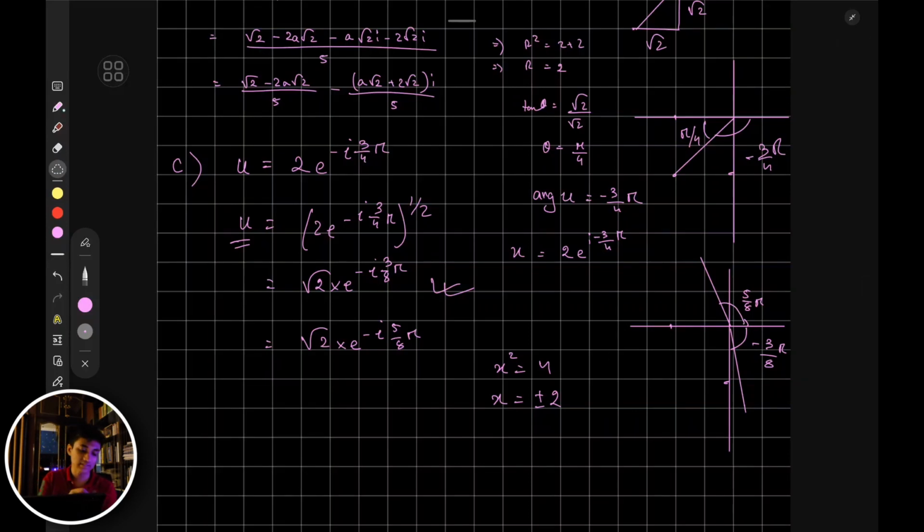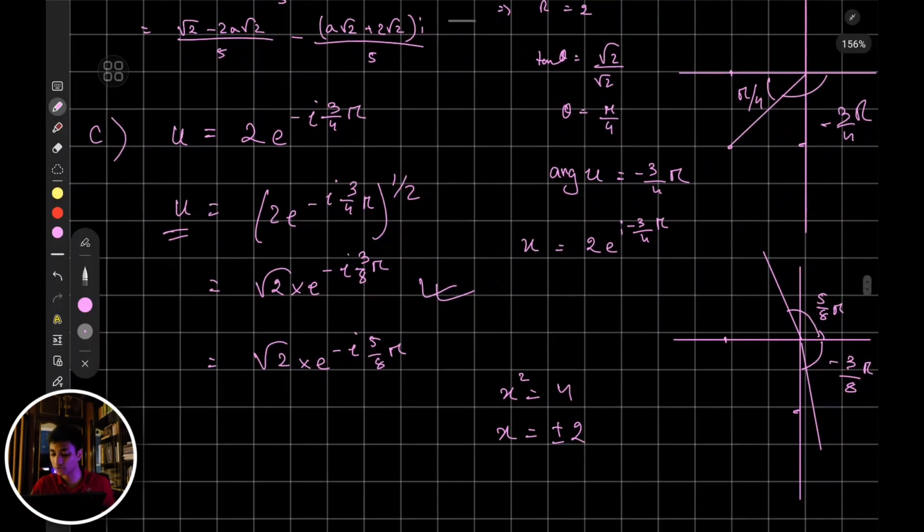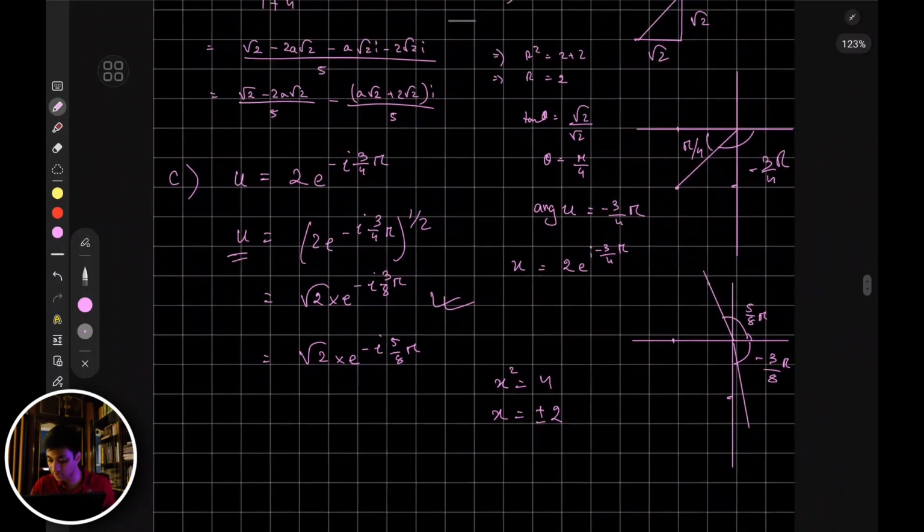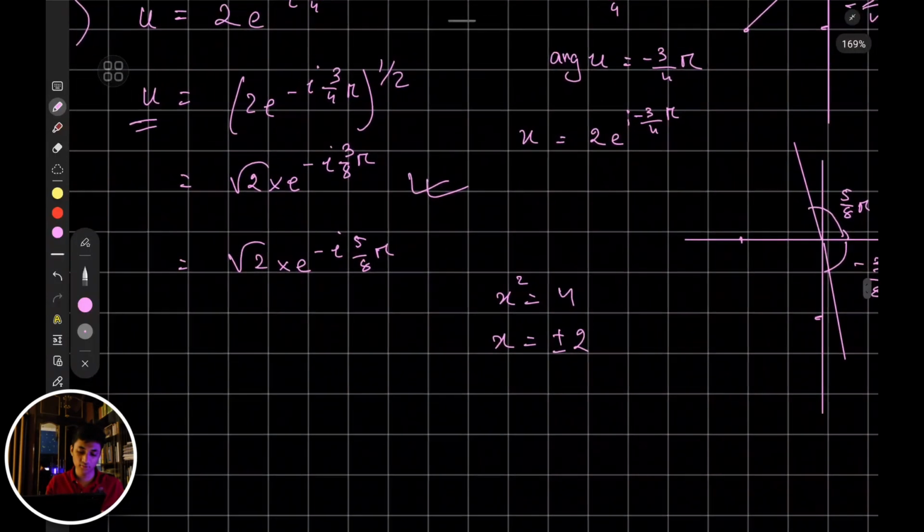So what you're saying is, if one argument is minus 3/8 of a pi, the other is going to be on the opposite end, which is going to have an argument of 5/8 of a pi. Therefore, these are the two values of u. One is root 2 times e to the power minus i 3/8 of pi. The other is this. Great. So these are the two answers.